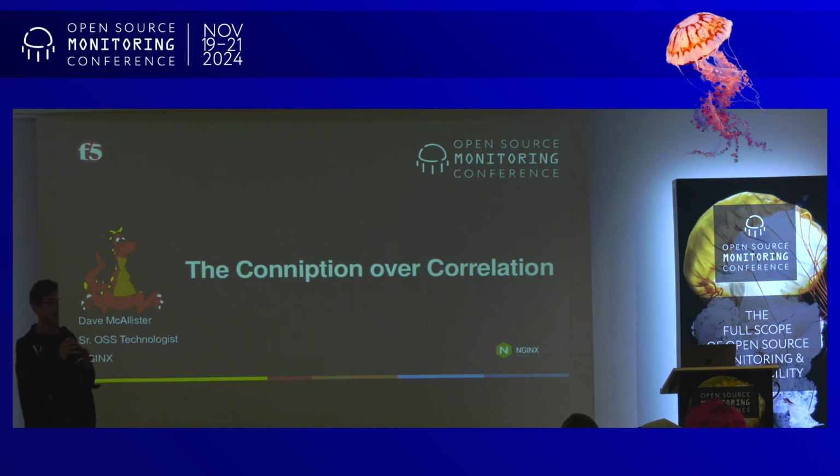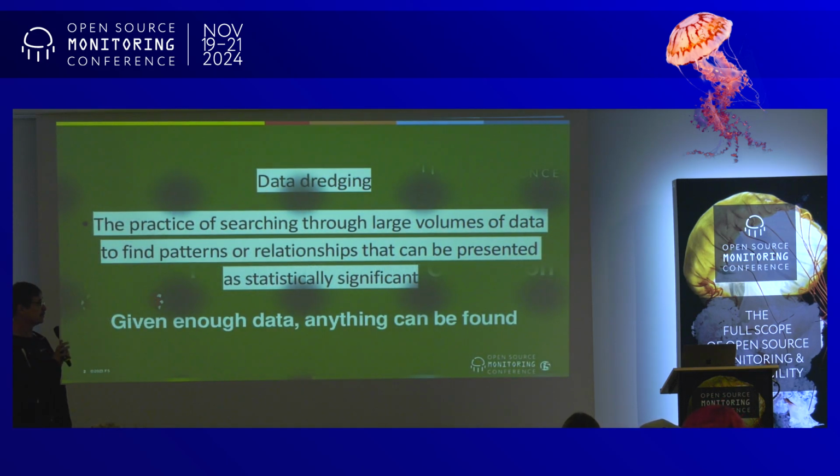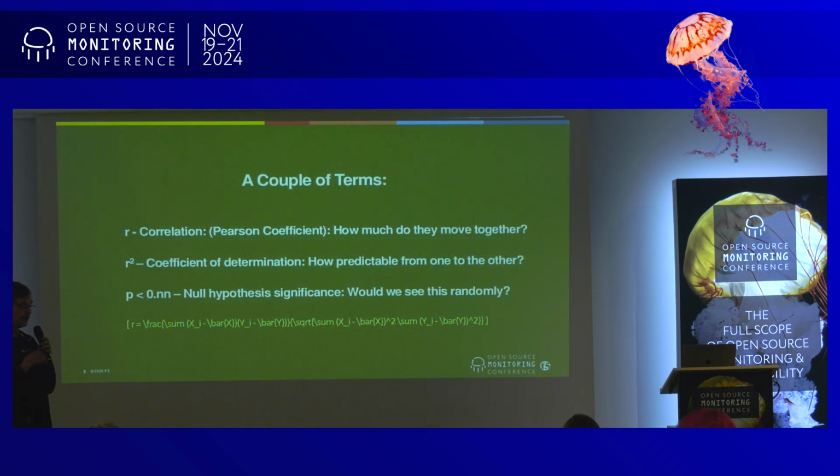This is the thing around correlations. And if you were in my talk yesterday, you heard a little bit about how correlations can be weird. Correlations can be caused by data dredging, looking at lots of items of data to find out whatever you want to prove. Given enough data, you can find anything you want. So we're going to look at some of the really strange ones that have shown up over the years.